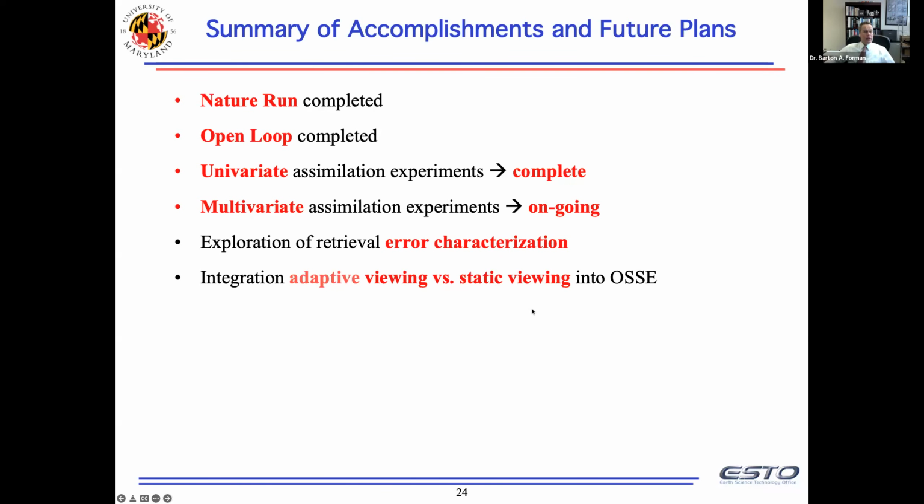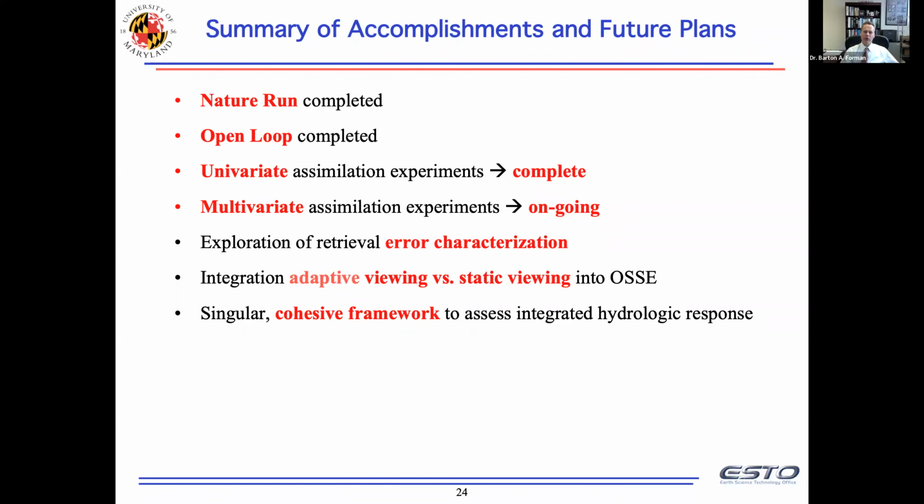We still need to integrate the adaptive viewing. So we're running all these static viewing experiments. Currently on our supercomputer, we have our first adaptive viewing experiment. And to the best of my knowledge, we will be the first to conduct a land surface OSSI using adaptive viewing. I don't think anybody's ever done that. So I'm very proud of my group. We are pushing the boundaries in this project alone.